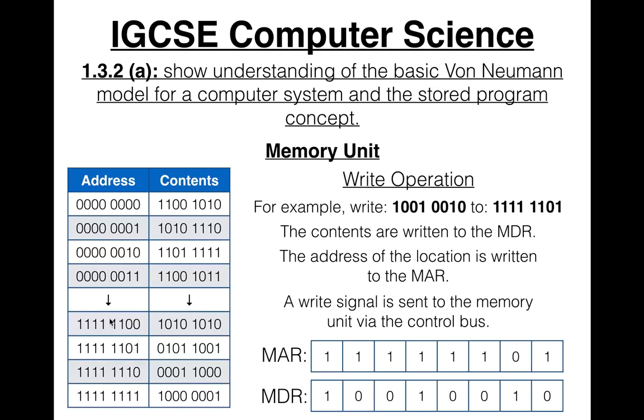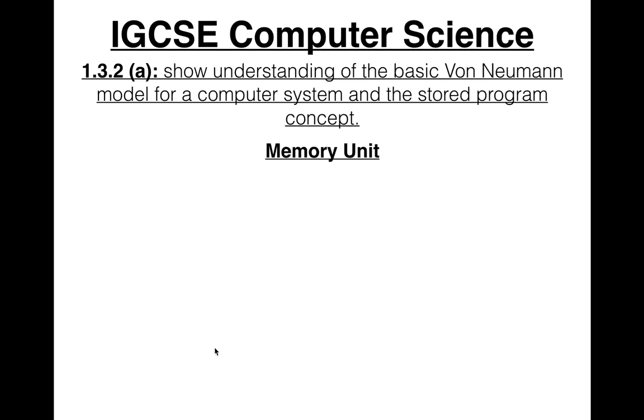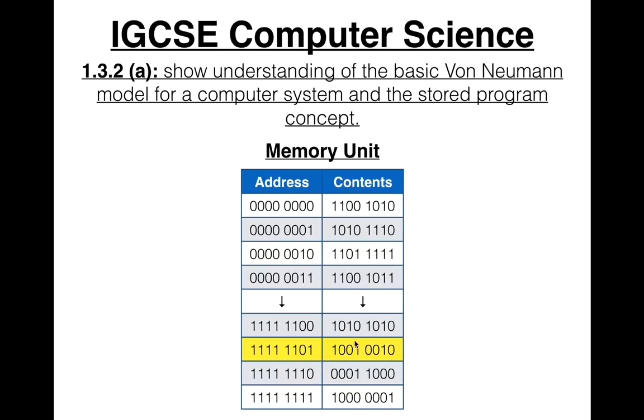So if you remember this table here, and this location right here, the address and the contents, well, we're going to replace that with the new contents. The reason I'm showing you this is because there's one exam question which said show the changes that have been made to the memory unit. So basically, what you have to do is fill in what has been changed. So this has been changed right here.